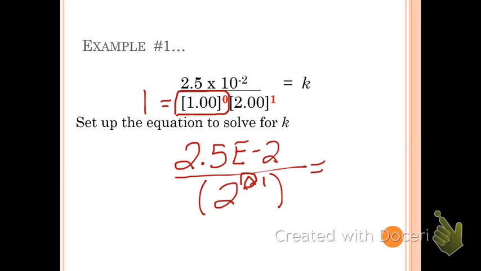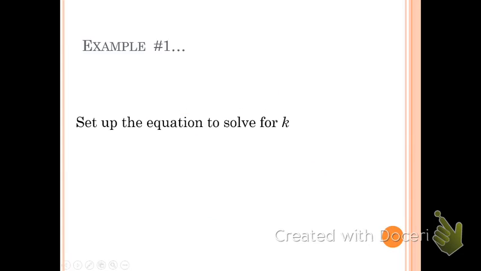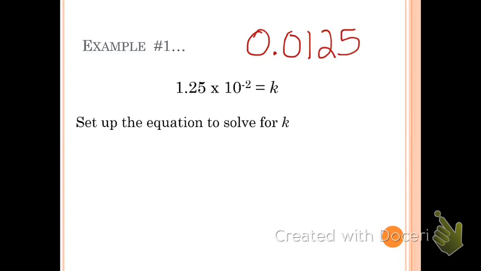But for right now, clear your calculator. Put in 2.5 e negative 2 divided by, open parentheses, 2, caret key, 1, close parentheses, and you should get the same answer that we got before, which is 1.25 e to the negative 2, or your calculator is going to show 0.0125.